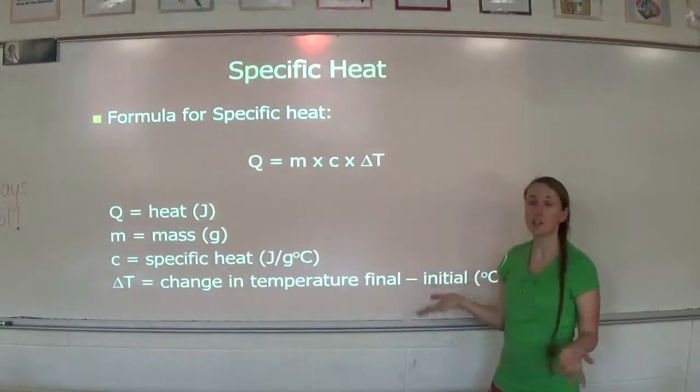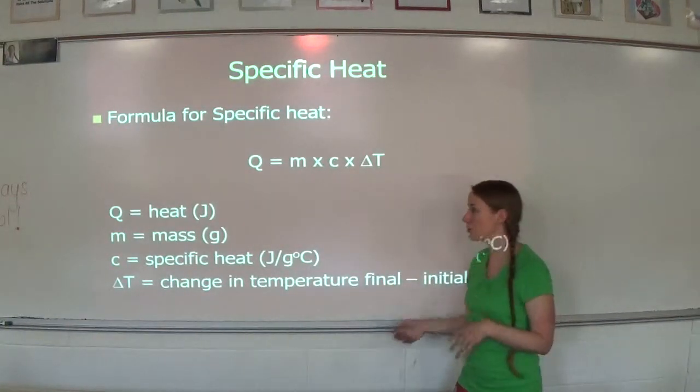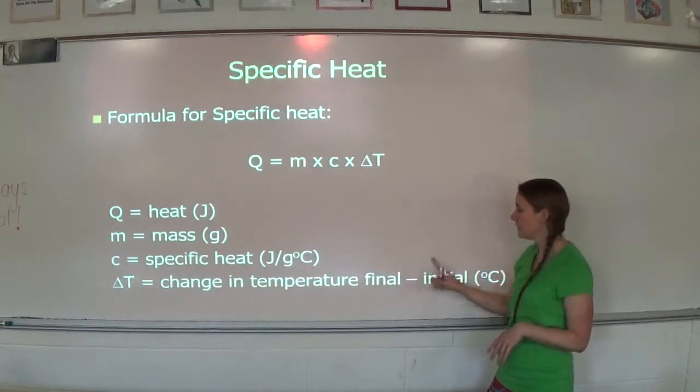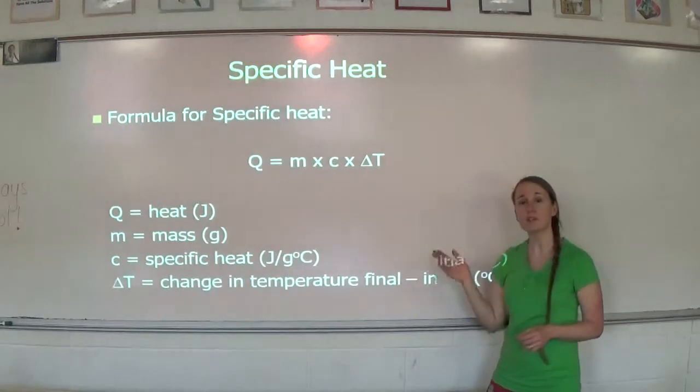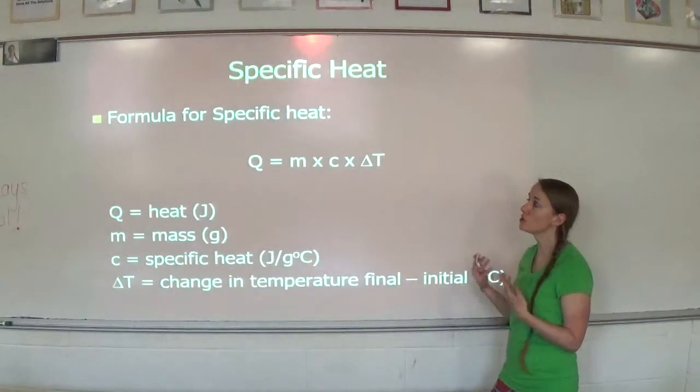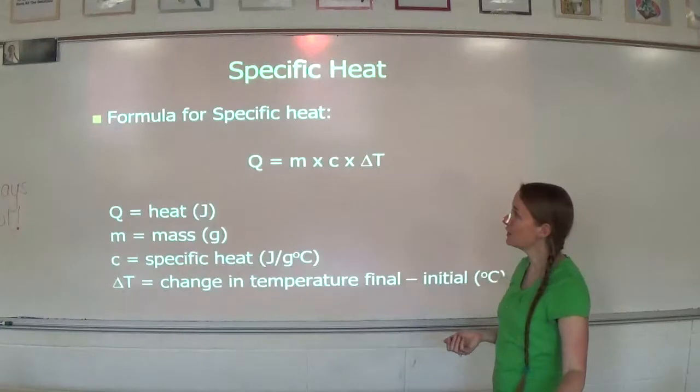And then delta T: delta always means change in, final minus initial. It's the change in temperature, and it's always the final minus the initial temperature, and it'll be in degrees Celsius. So don't do initial minus final. It's always final temperature minus initial. So let's look at how to use this formula.